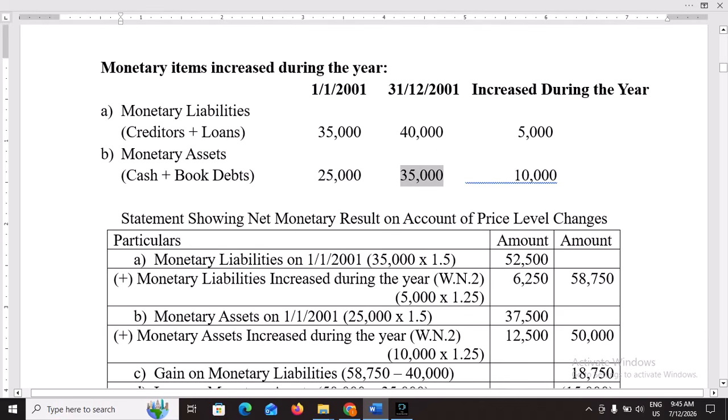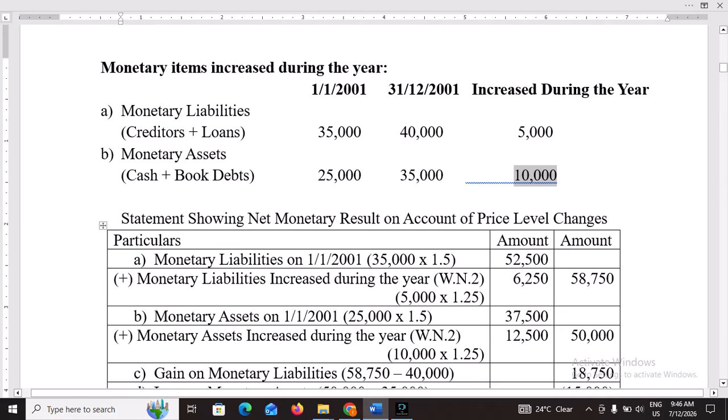Any doubt? Now, increase or decrease? First 35,000, next 40,000. It is an increase; the difference is 5,000. Then monetary assets are 25,000 and 35,000. It is also an increase; the difference is 10,000. Correct? So this is the increase during the year.